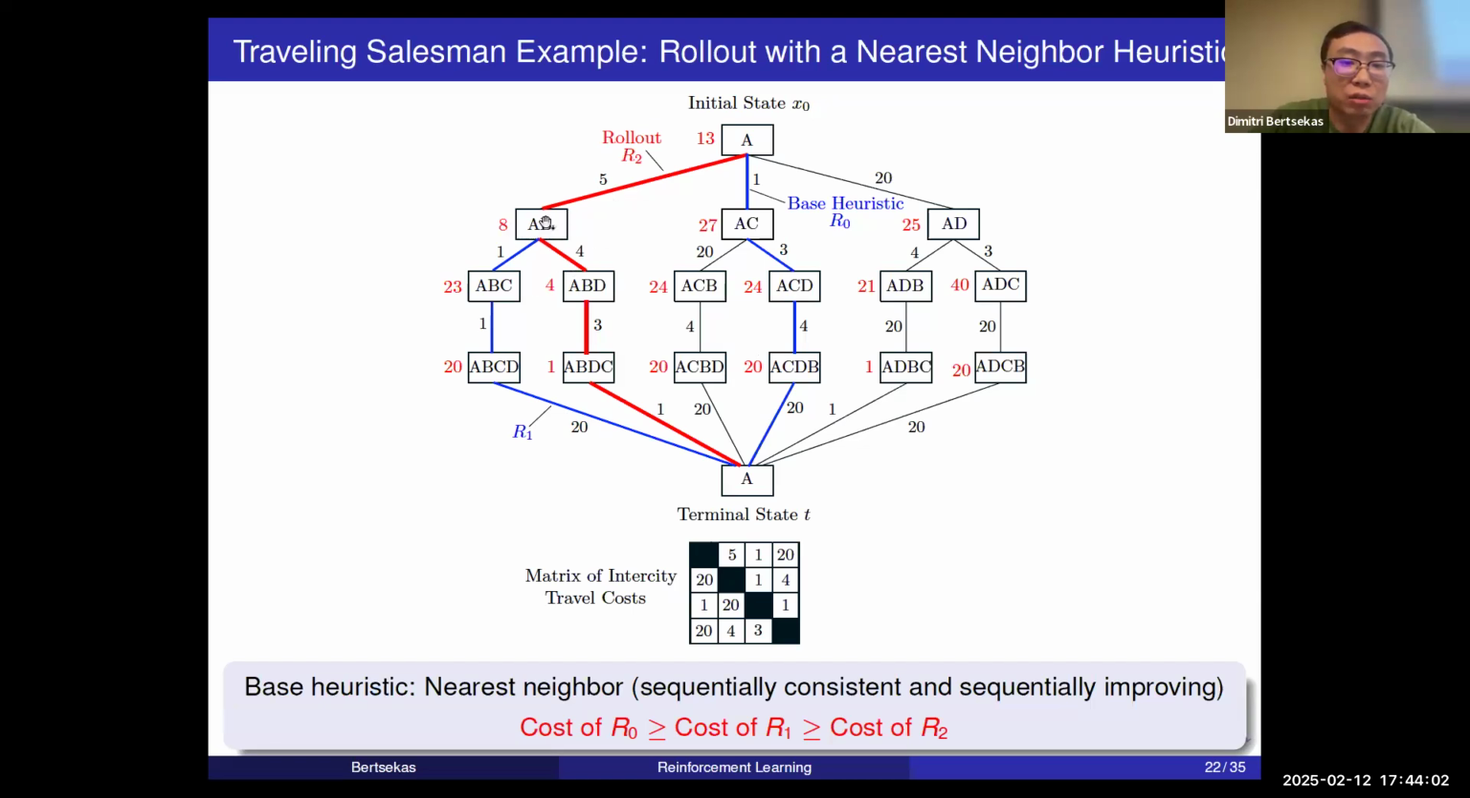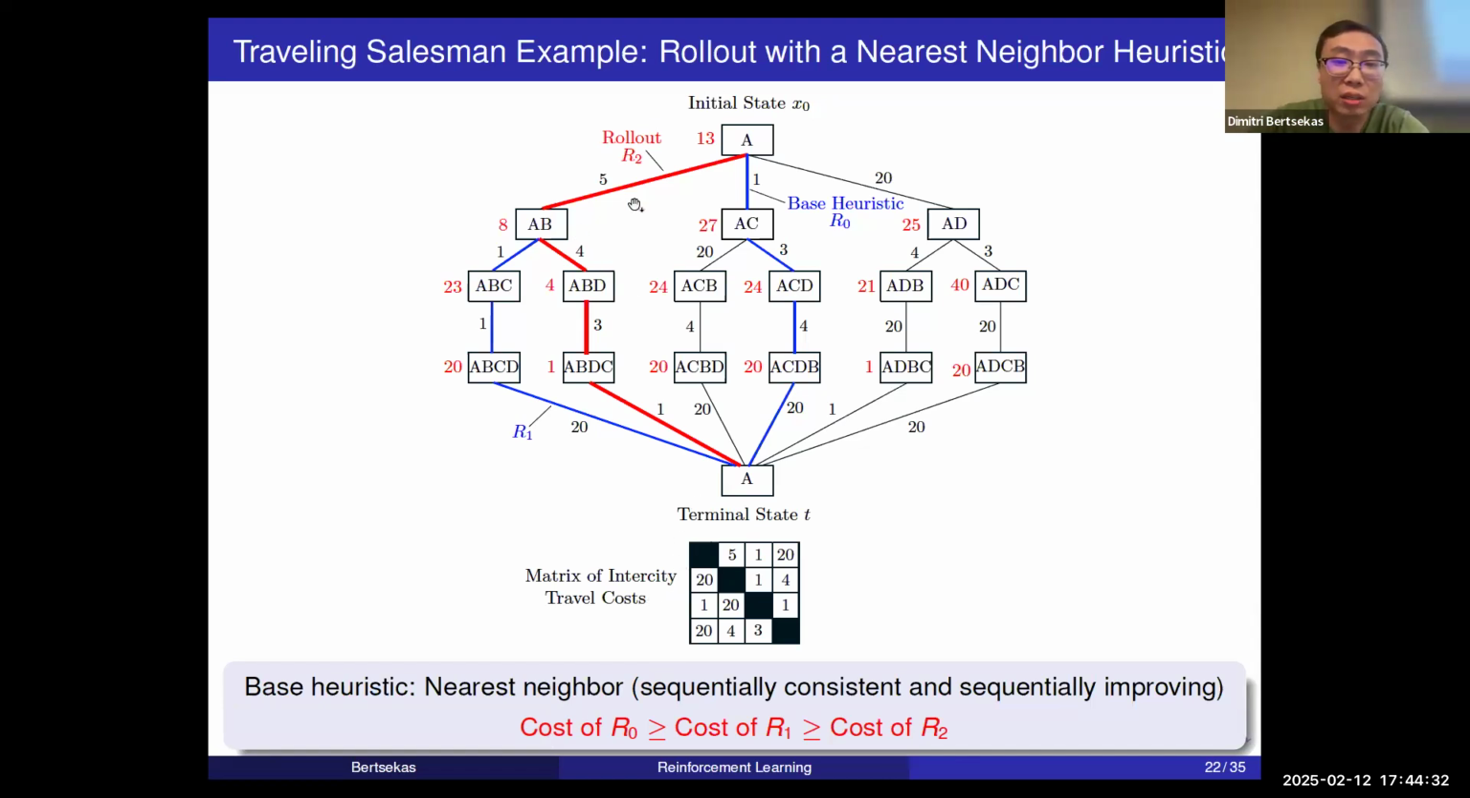And after we get to this city, we run rollout again and switch to a different tour with complete distance, distance 5 plus 4 plus 3 plus 1, which is 13. So again, smaller than 27. Therefore, we verified this sequential improvement result. And just let me finish.